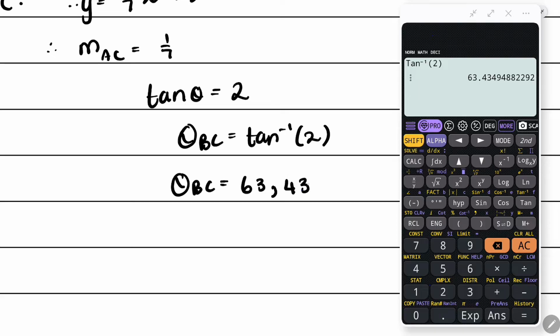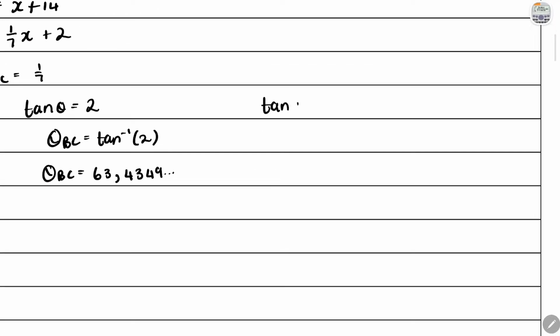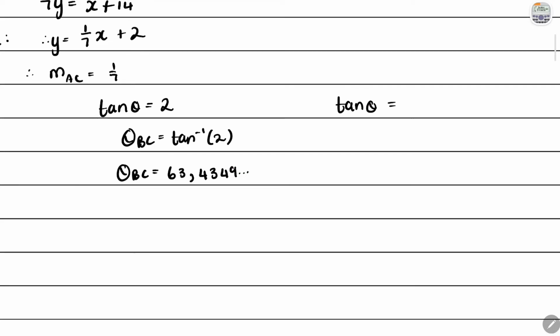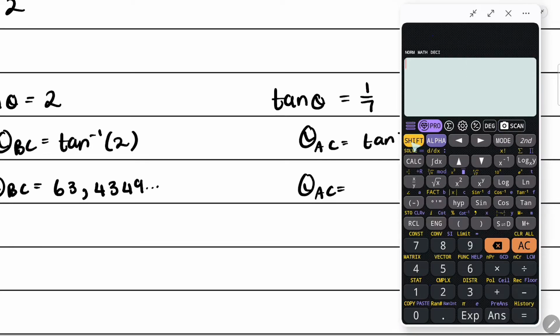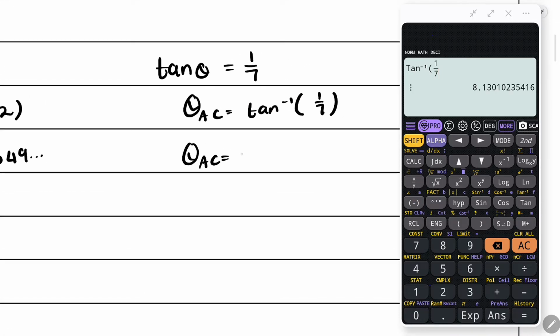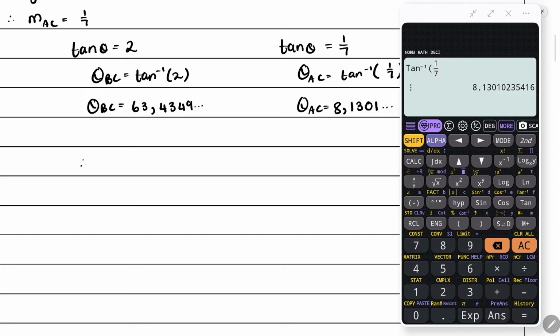So I'll leave it as 4349 and just, so we know we didn't round off yet. And then let's just find the other angle of inclination. So tan theta equals, the gradient of AC is 1/7. So we'll say theta of AC is equal to arc tan of 1/7. And so we're going to finally find that and say this is arc tan 1/7, just to show that we actually are finding these. So this is 8.1301, and we'll just keep going.